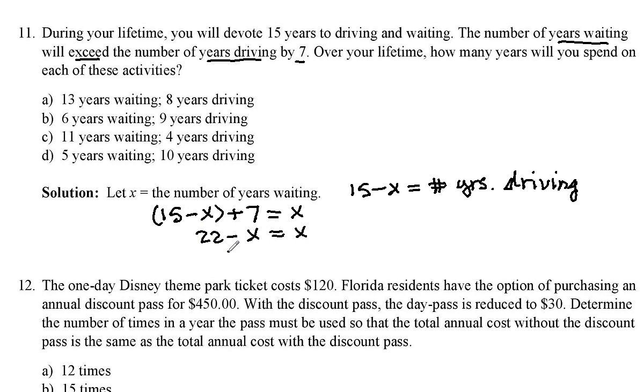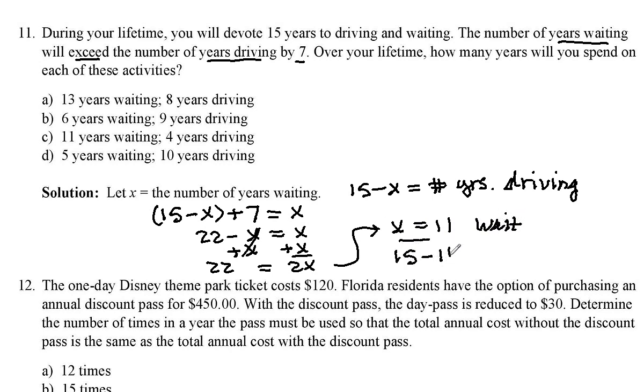Already got numbers on the left. Why don't we add x on both sides here? So we got 2x on the right. These guys cancel. 22 on the left. So 2x is equal to 22. Divide both sides by 2. X is going to equal 11. So 11 years waiting. And then 15 minus x, 15 minus 11 is 4 years, and that's driving. So 11 years waiting, 4 years driving, C.